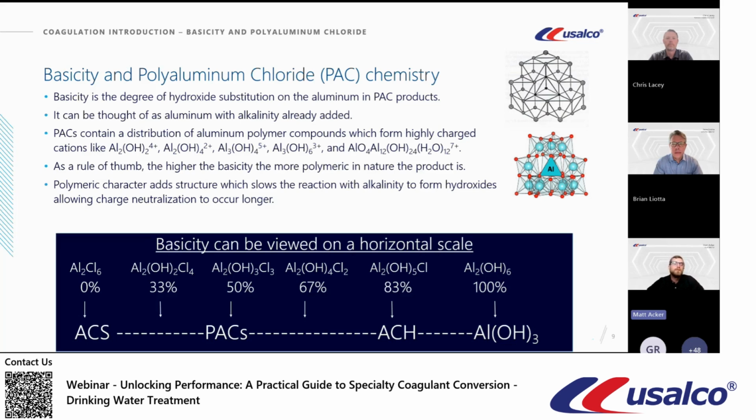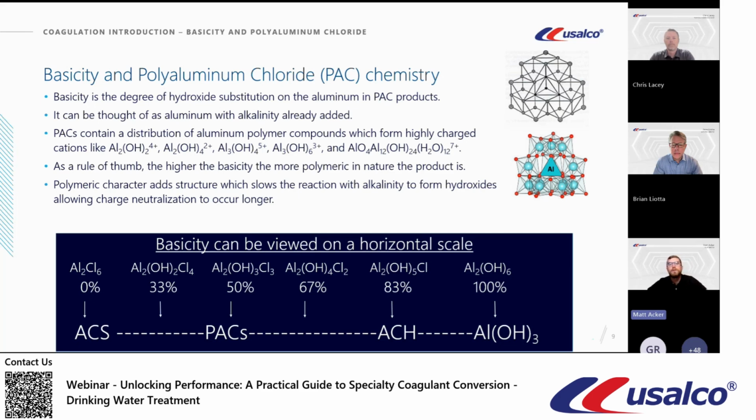So basicity is a substitution of hydroxides on the aluminum. There's a wide range of basicities. We look at it on a horizontal scale. On the left side, looking at aluminum sulfate, ACS, some of our commodities with 0% basicity, all the way up to aluminum chlorohydrate, including some polyaluminum chlorides at 83%. As we move further to the right, it consumes less alkalinity to really start that reaction or to react with those negatively charged particles.